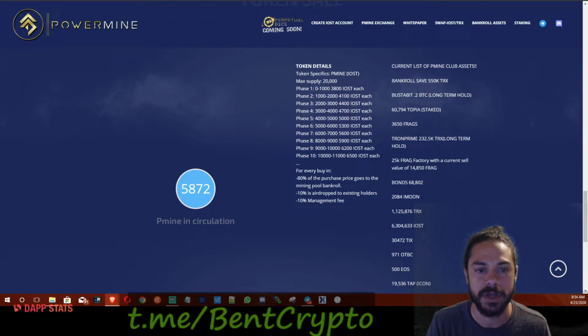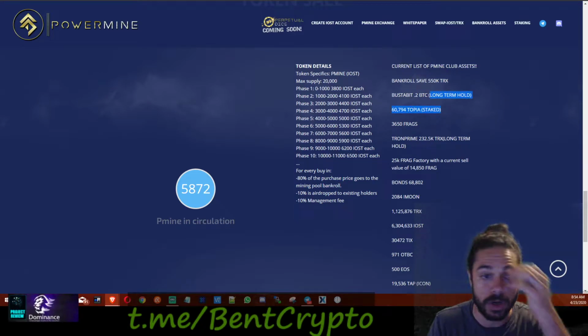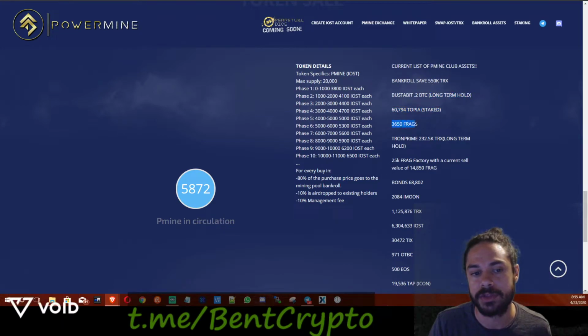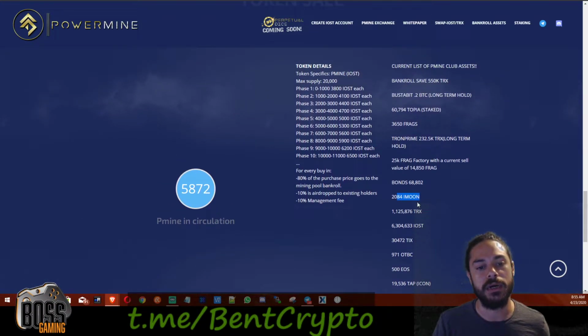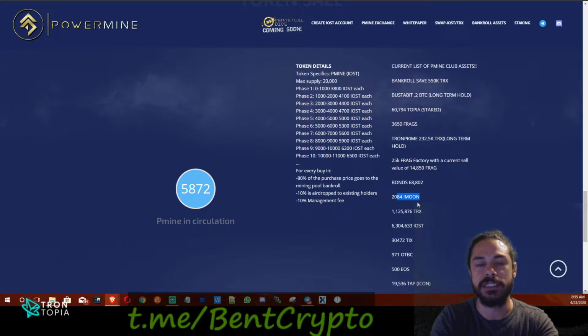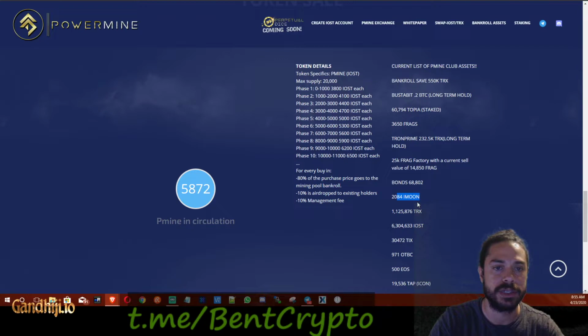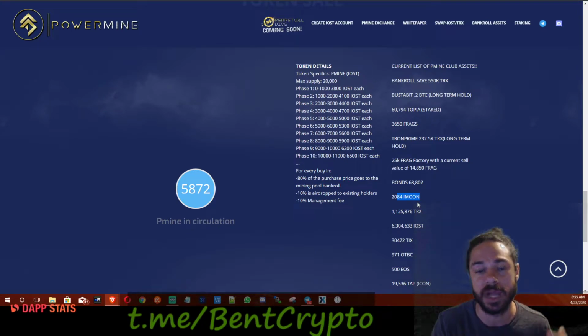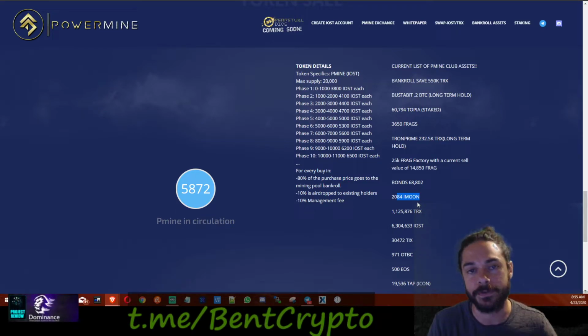As you can see, they have Bankroll Safe. They're invested in Bankroll Safe, Bust a Bit. They have Topia, and they tell you if it's a long-term hold or not. These are all the assets that PowerMine Club has. Over 3,000 Frags, Tron Prime. Here's the list of things that they're involved in, and when they get dividends, they disperse it to Pmine holders. So instead of you going out there and doing it yourself and maybe losing all the time, or maybe not understanding some of the DApps, this might be easier for you.